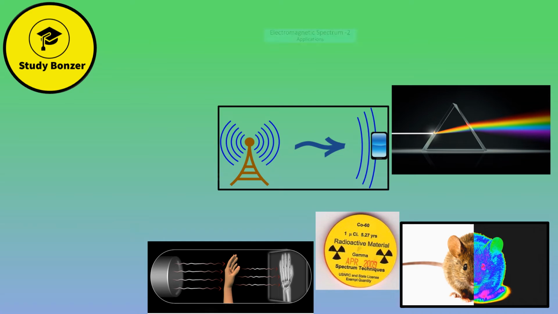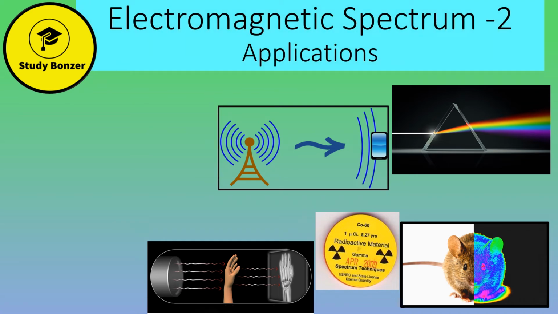Welcome guys to a video on electromagnetic spectrum. It's part 2. In this video, we will understand how various wavelengths and frequencies of radiations are made use of.